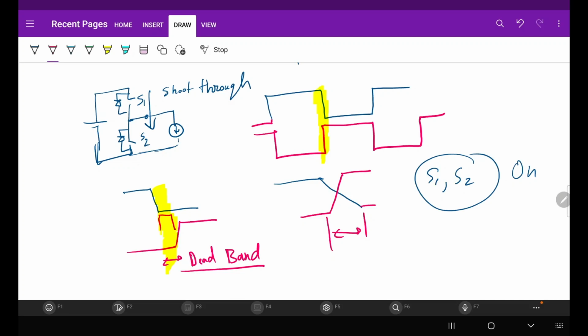And what happens during this time? If the current was flowing in this direction, it will flow through the top anti-parallel diode. And vice versa, if the current was flowing in the opposite direction at that time, that means in this direction, then the current will take the bottom anti-parallel diode. So this is how the anti-parallel diode helps in the operation of an inverter.